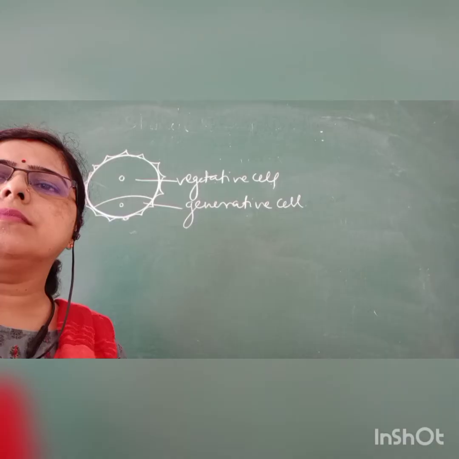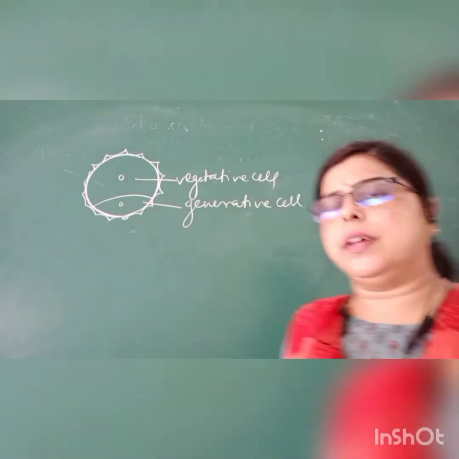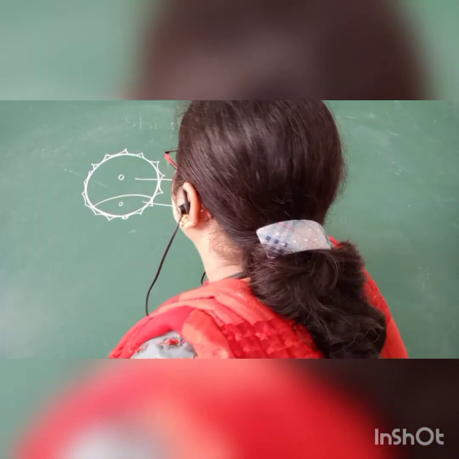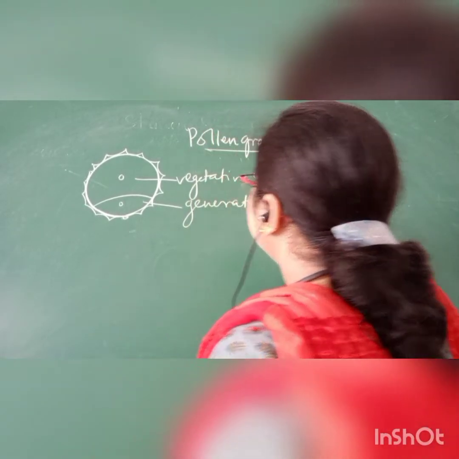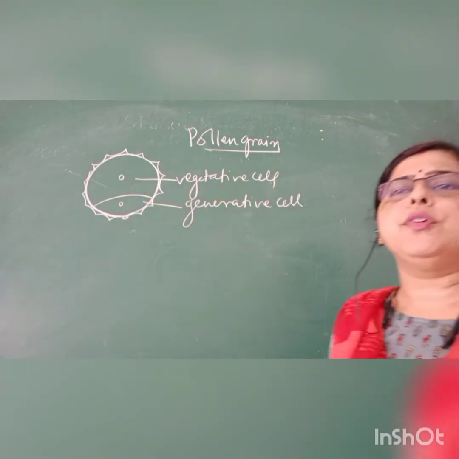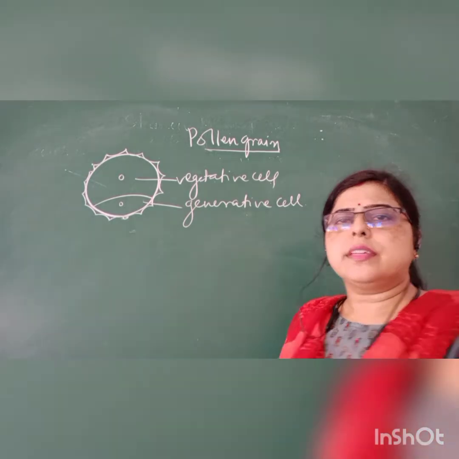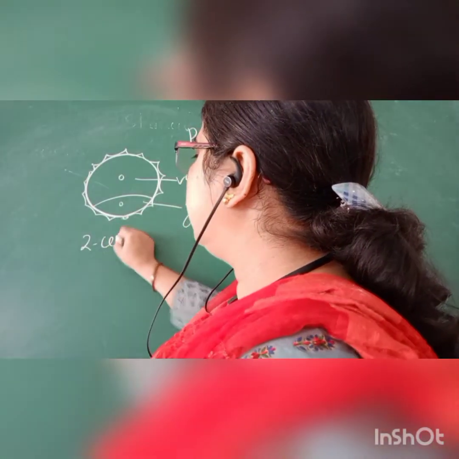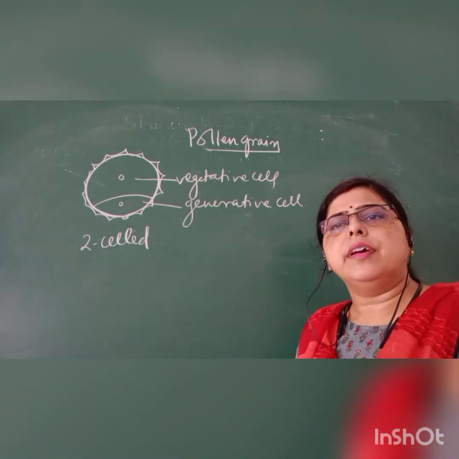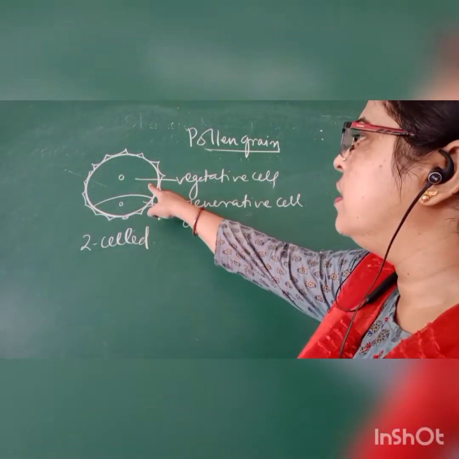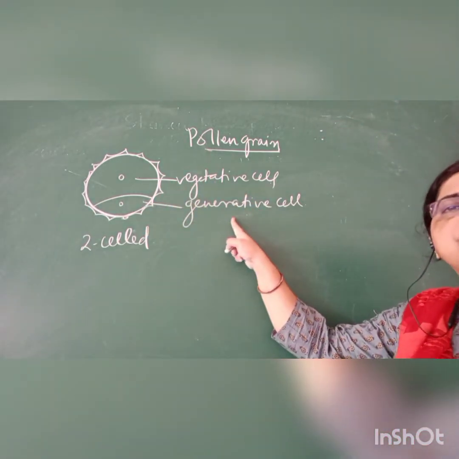Okay. So children, now we are going to discuss the detailed structure of the pollen grain. If you see, the pollen grain is what? It is the male gametophyte. Okay, it is a haploid structure. It is the male gametophyte. Each and every pollen grain is a 2-celled structure. This is called what? 2-celled stage. Okay. Each pollen grain, when it is in the 2-celled stage, has a bigger vegetative cell and the smaller one is called the generative cell.